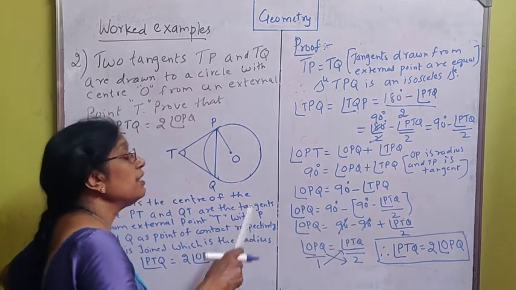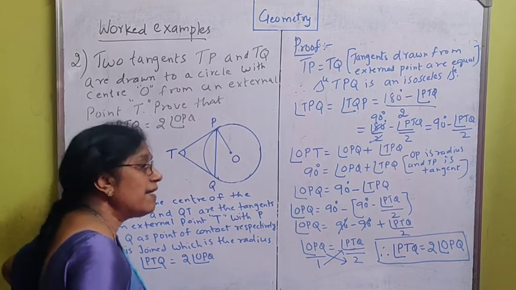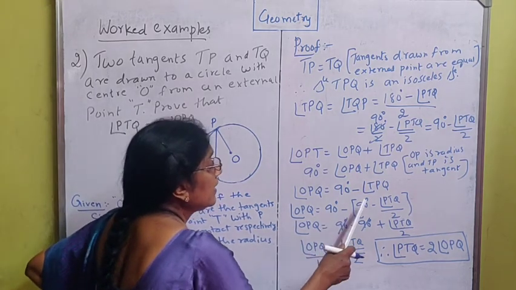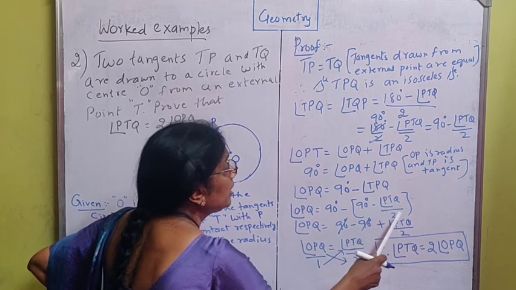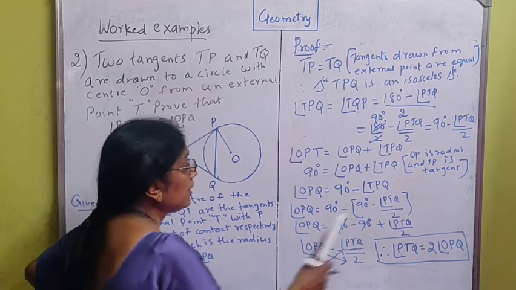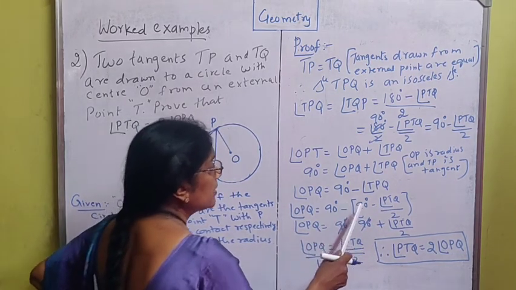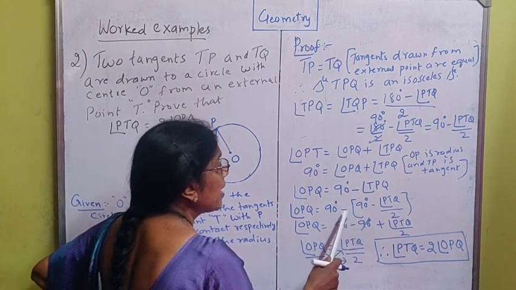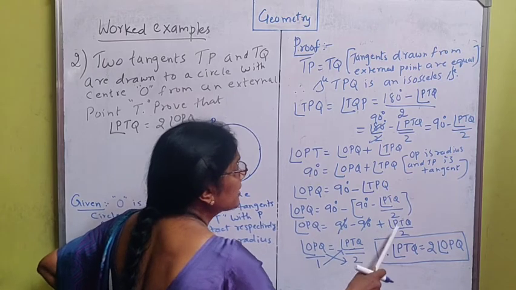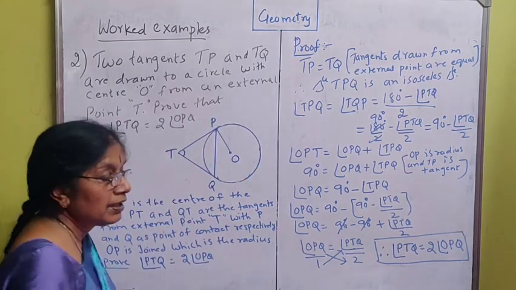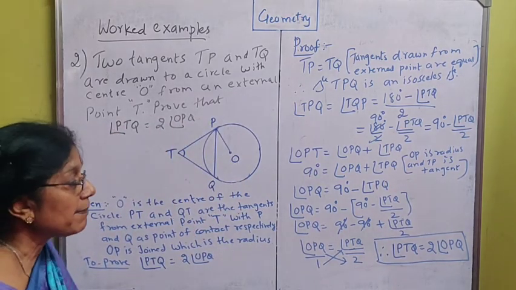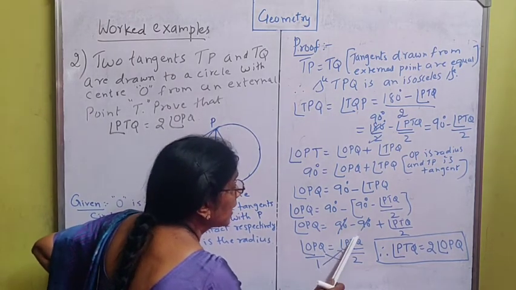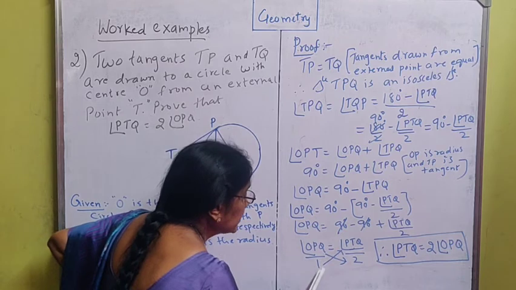Now I will substitute the value of TPQ. What is the value of TPQ? 90 degrees will remain the same, minus (90 degrees minus angle PTQ by 2). I will remove the bracket. Minus into plus is minus. So 90 degrees will remain as it is, minus 90 degrees. Minus into minus is plus angle PTQ by 2. Plus 90 and minus 90, what happens? Cancels. So I got it: angle OPQ is equal to angle PTQ by 2. Nothing is there, means 1.